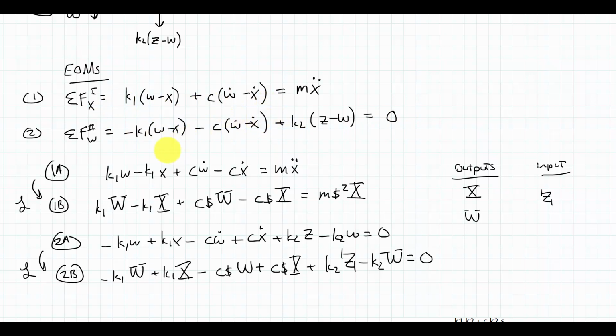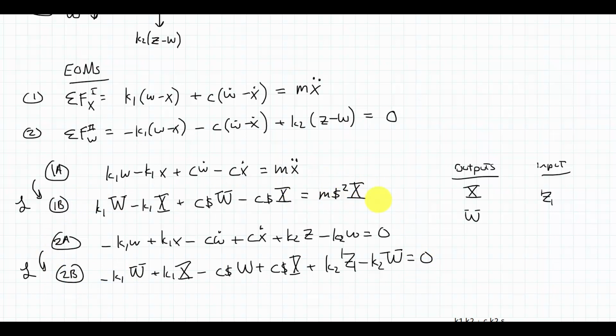I rewrote them in 1a and 2a to just distribute out that constant term. I didn't really have to do that, but I like to separate out all of my variables this way. Then for 1b and 2b, I took the Laplace transform of those expressions. w, x, and z are all functions of time, so they are affected by the Laplace transform. So 1a goes to 1b. I had all zero initial conditions because we began at equilibrium. So x0, x dot 0, w0, w dot 0 all were zero in this case and don't appear after that Laplace transform.